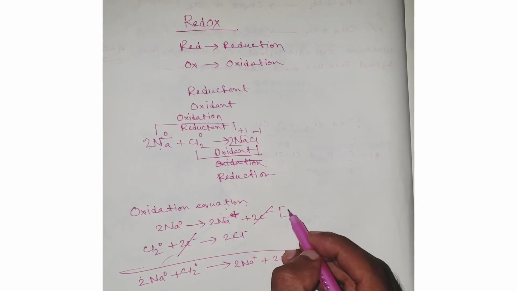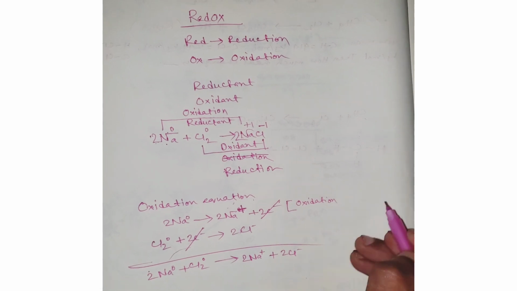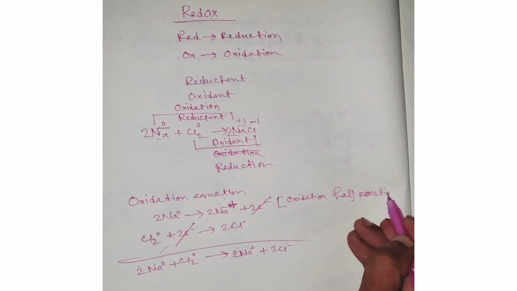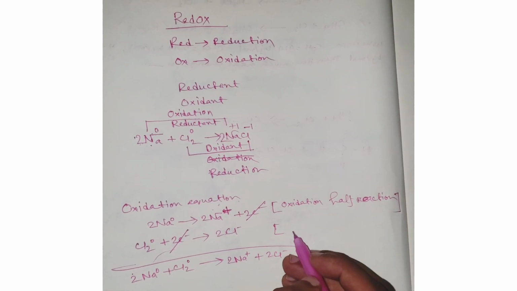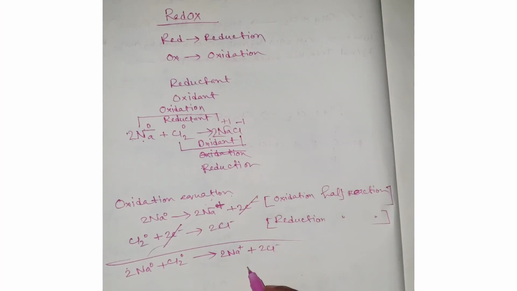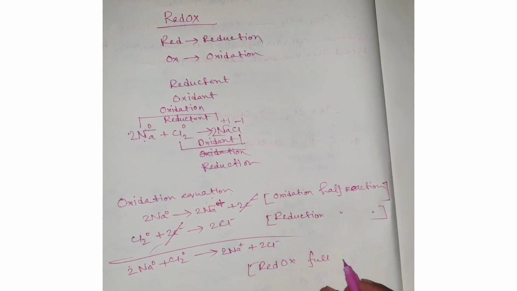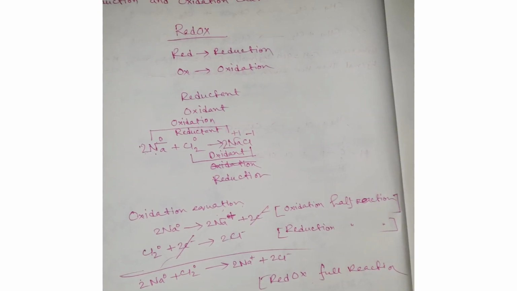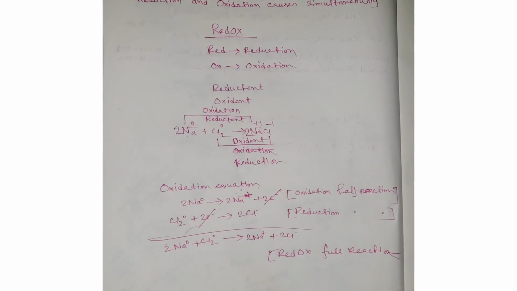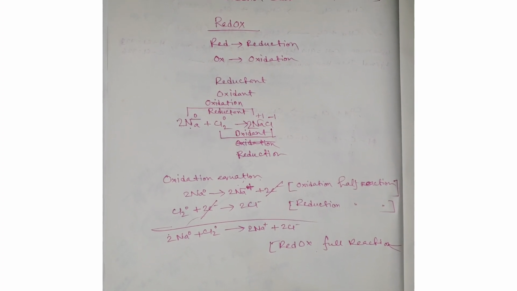This can be regarded as the oxidation half reaction, and that is the reduction half reaction, and this is the full redox reaction. So we can say that reduction and oxidation occur simultaneously. They occur at the same time.